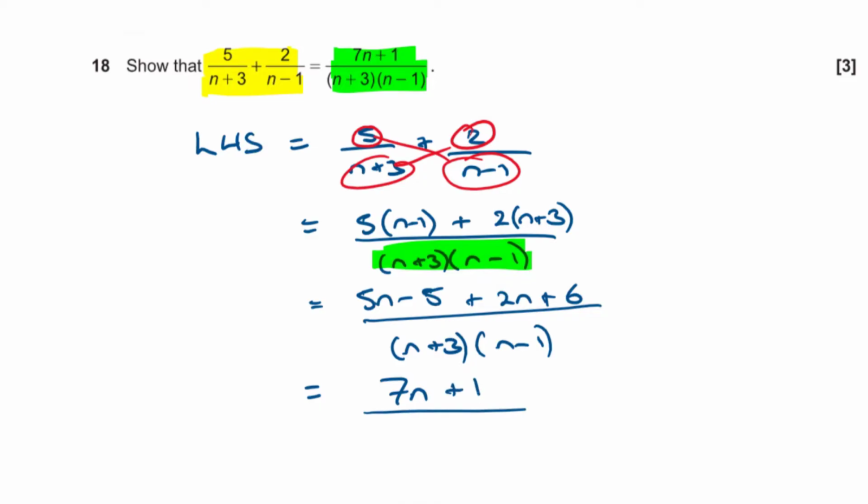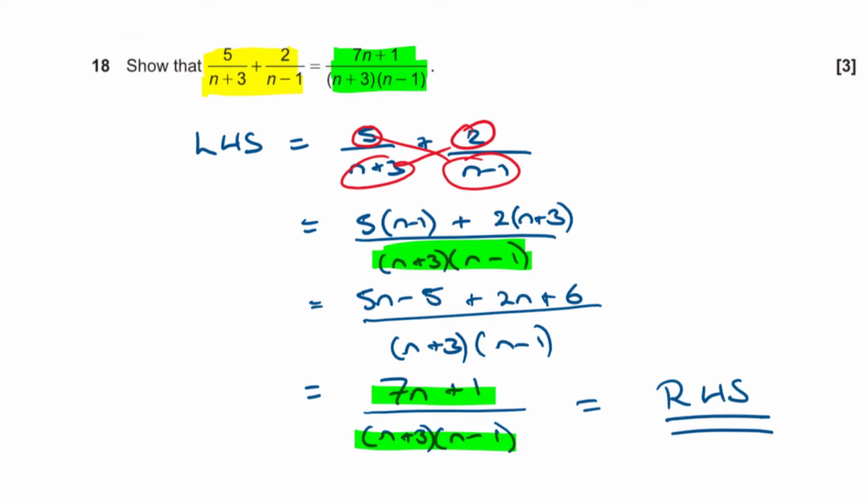So that gives me (7n + 1) over (n + 3)(n - 1). Okay, and now the bottom is equal to the bottom and the top is equal to the top. So we've got our left hand side looking like our right hand side. That's it. We started with the left hand side and now we've got the right hand side, so that means that the two things are equal to each other.